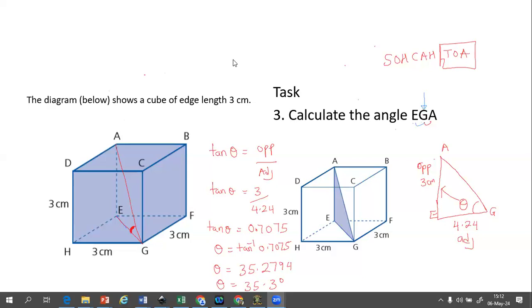Okay, people are finished. Yes, so it doesn't matter what you use. Those who have used cos, you have used the sine, given you have found AG, your answers will be the same. Yes, Esther.